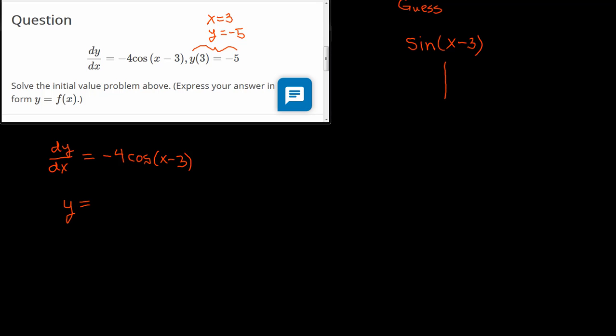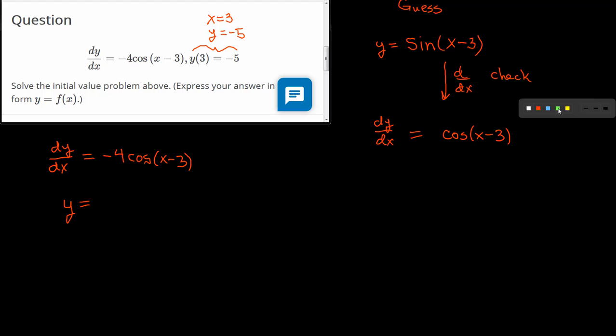Okay, so how do I check? The way I check is I just find the derivative. Because if this is the correct guess, then this equation should be satisfied. So if I find the derivative of both sides, I get dy/dx on the left-hand side, and I get cosine of (x - 3) on the right-hand side.